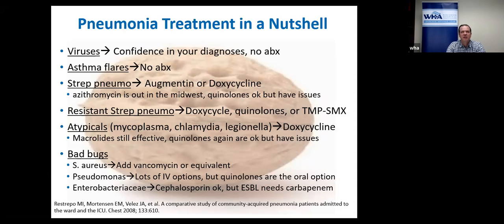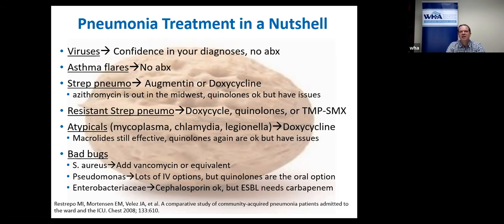Now, obviously, the bad bugs are out there, so if you're concerned about Staph aureus, we're now adding vancomycin or an equivalent like linezolid. Linezolid now has an oral option, although it's quite expensive. Pseudomonas is out there. There are a lot of IV options for Pseudomonas, but not a lot of oral options. We talk a lot in this journal club series about saving our quinolones. We're trying to withhold our fluoroquinolones for the times when we really need them. This would be an example of a time that we really need quinolones for Pseudomonas. And then Enterobacteriaceae, again, is out there.